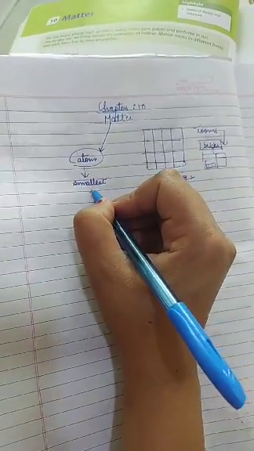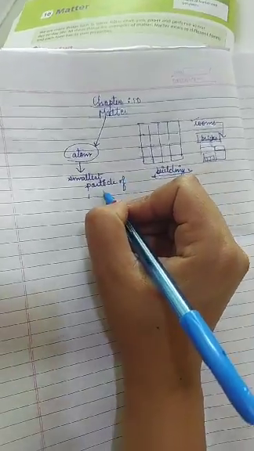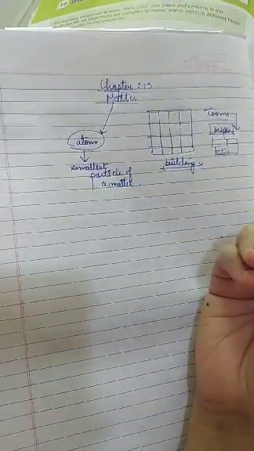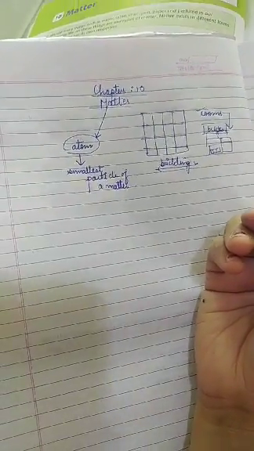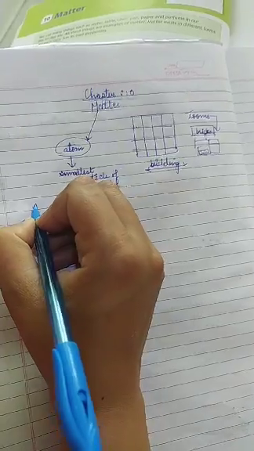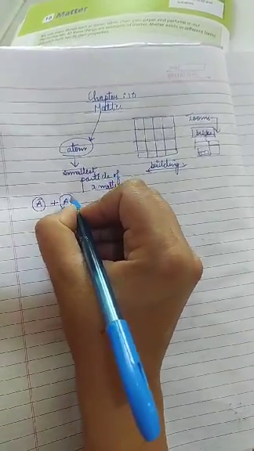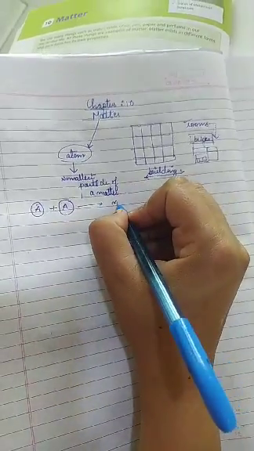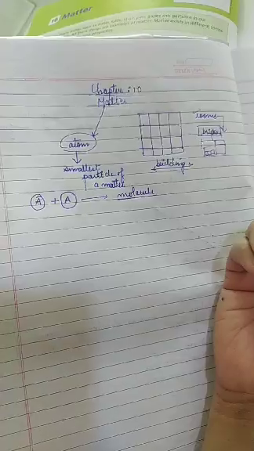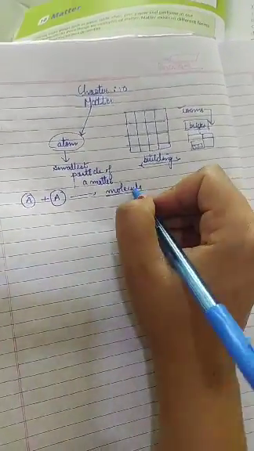Atom is the smallest particle of a matter. Smallest particle of a matter is known as atom. Okay. If this is an atom, and if I combine this atom with another atom, then it is known as molecule. If I combine more than one atom, that is known as molecule.